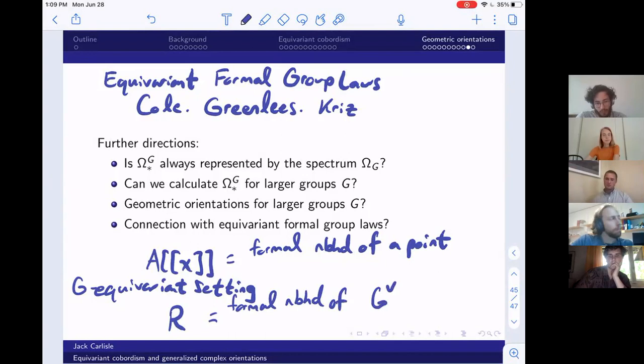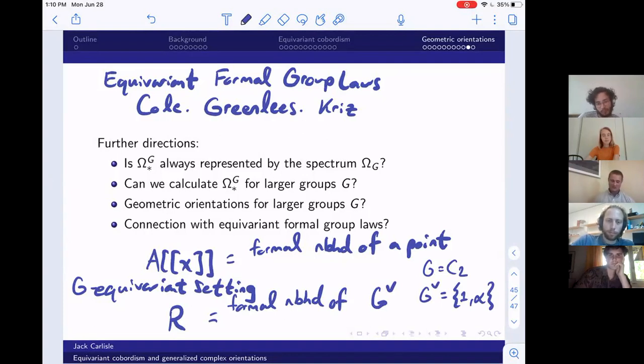And so this is a group which, at least if G is finite, is isomorphic to G itself. So for instance, if G is equal to C2, then G dual is just equal to C2 again, but we might call the elements 1 and alpha instead of 1 and X or whatever the other generator was.